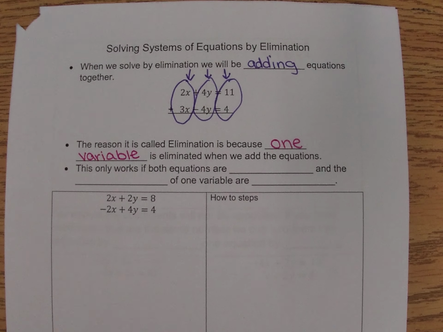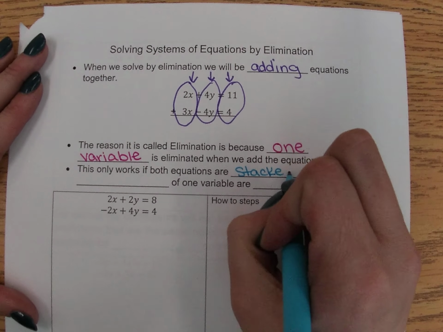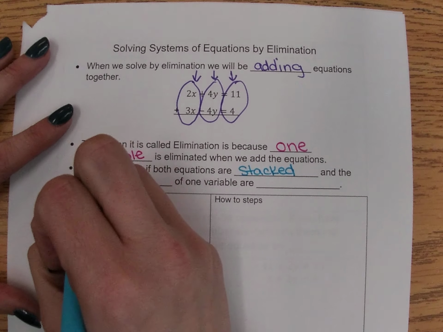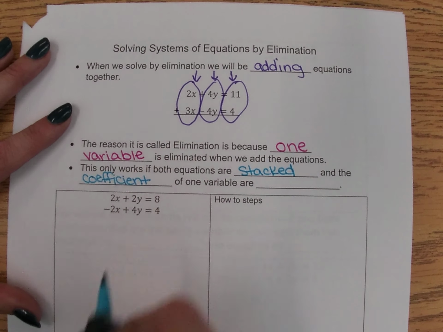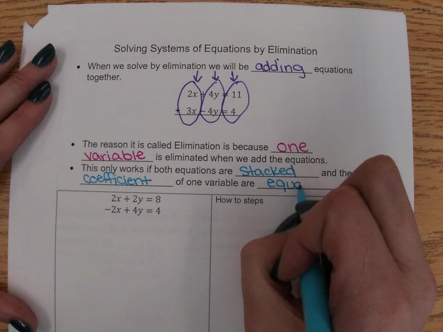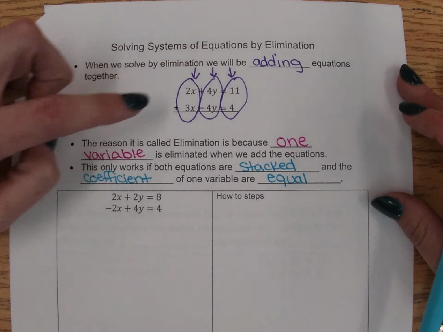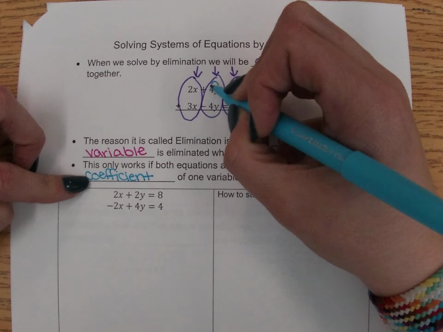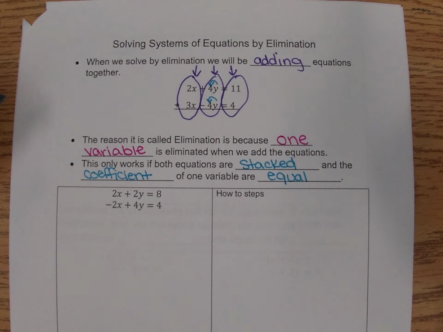Now, this is only going to work, okay? The only way this matches how elimination works is if both equations are stacked, so we'll have one sitting on top of the other, and the coefficient, meaning the number in front of one variable, is the same. They have to be equal to each other. Okay, so these two equations have to be stacked. The coefficient means the number in front of the letter. Okay, and we need them to be the same.